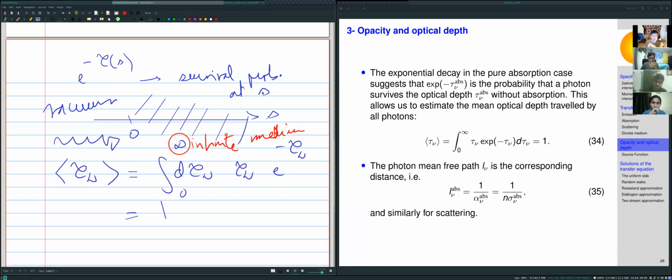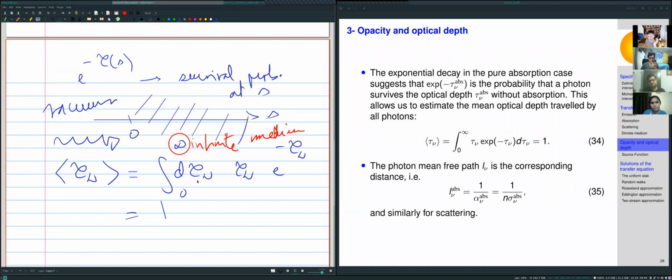Okay, so if you do the integral to infinity, all the photons are going to be absorbed, okay? And this average optical depth is 1, which means that would be the typical optical depth for a photon. And where does this argument come from? It's because this is the probability associated to survival at this optical depth. So it's not really an averaging, it's more like a definition. Maybe I should put another bar here.